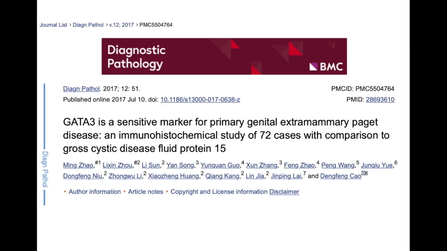I show you this article. This is a really nice one, which speaks about GATA3 as a sensitive marker for primary genital extramammary Paget disease, and it compares with gross cystic disease fluid protein 15. But this article also explains Paget disease in general, and it's a really good one in a very schematic form.